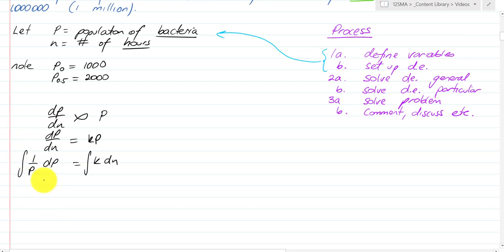Now the integral of 1 over P is log P, and the integral of k is kN, remember N is our time, plus c, some constant c. Now technically I've integrated both sides, so there's a c on both sides, but I can combine them together. If the c on this side ends up being contextually minus 3, and this one ends up being contextually minus 5, well then this one with the c on just one side will end up being minus 2 because I've combined them together already. So it doesn't matter if we only have c in one place.